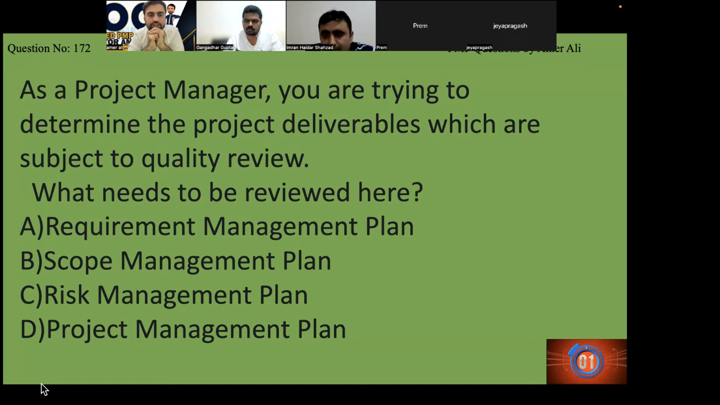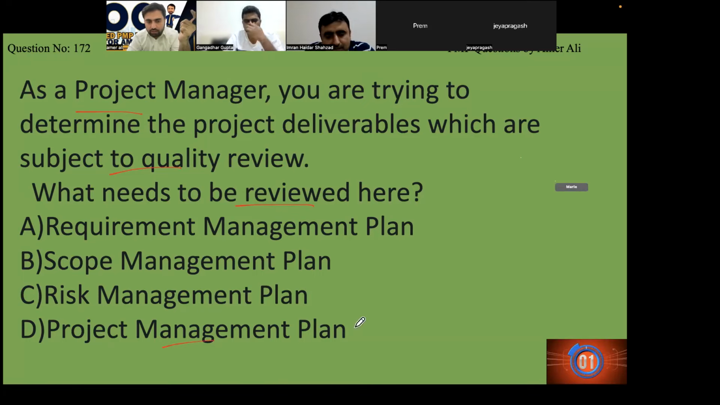Next, what needs to be reviewed here? As a project manager, you are trying to determine the deliverables which are subject to quality review. Okay, we are reviewing the quality. Marley, don't write on screen, please. As a project manager, you are trying to determine the deliverables which are subject to quality review. What needs to be reviewed here?